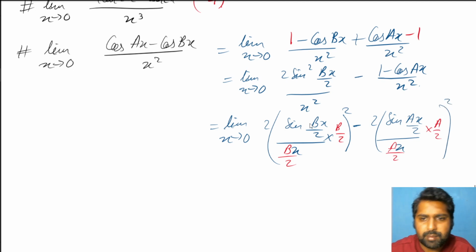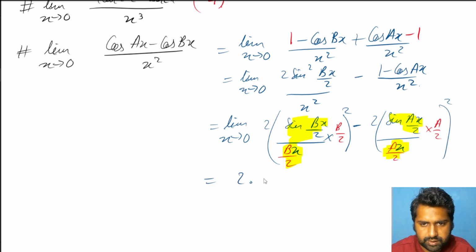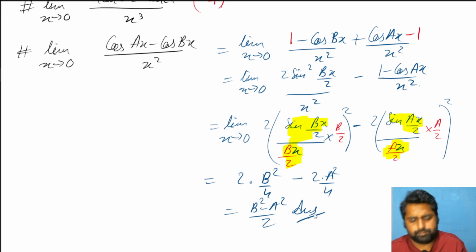Now, I'm highlighting this: sine something upon same something becomes 1. So this becomes 2 into b square by 4 minus 2 into a square by 4. Whole square was there, so that's b square minus a square by 2, that's the answer.